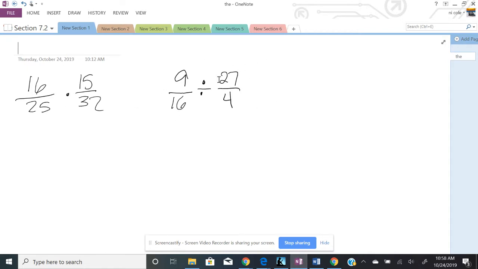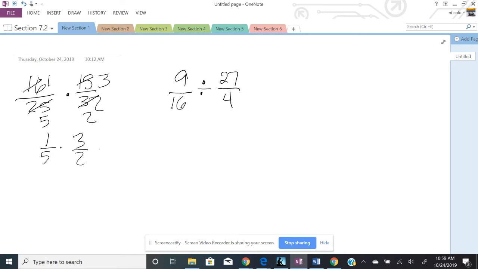Okay, so remember when you're multiplying, you need to check the crosses. So what do 16 and 32 have in common? Well, they're both divisible by 16. 16 goes into 16 one time, and 16 goes into 32 two times. What do 25 and 15 have in common? Well, they have 5. 5 goes into 15 three times, and 5 goes into 25 five times. So effectively, I will have 1 over 5 times 3 over 2.